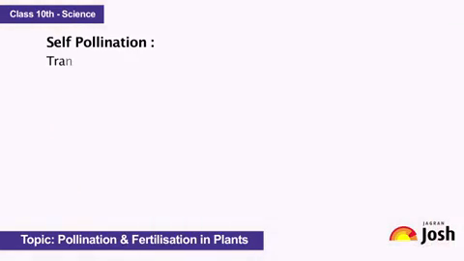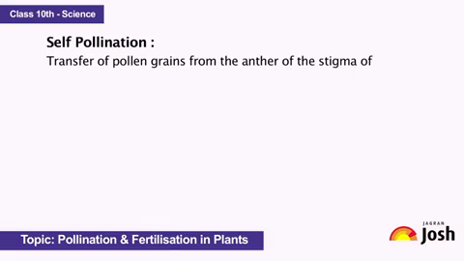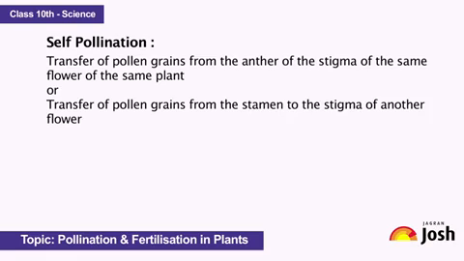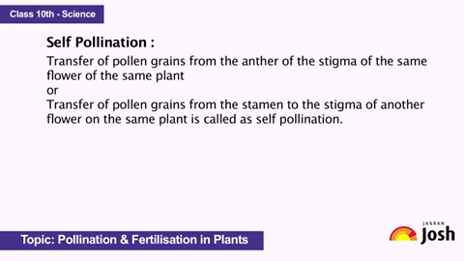Self-pollination means transfer of pollen grains from the anther to the stigma of the same flower of the same plant, or transfer of pollen grains from the stamen to the stigma of another flower on the same plant. This is called self-pollination. Next, let us come to cross-pollination.